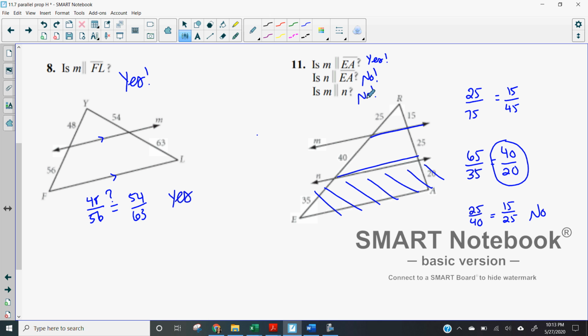So the only ones that are parallel are M and EA. If you have that drawn out or printed out, feel free to mark that on the diagram. But this guy in the middle here is not parallel to those.